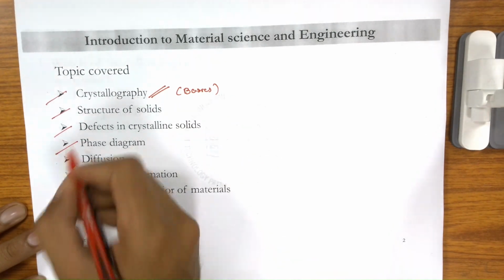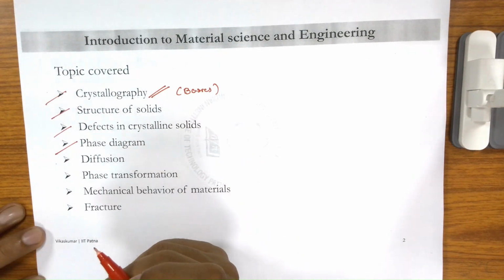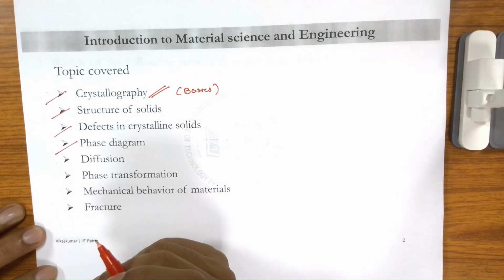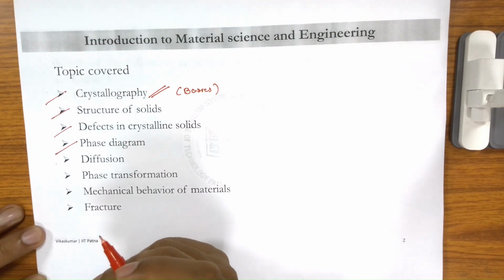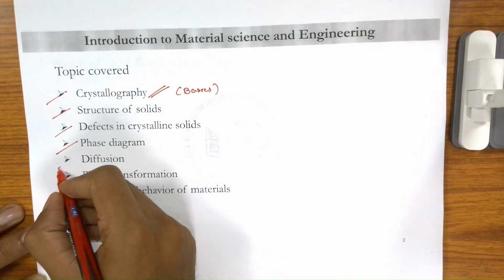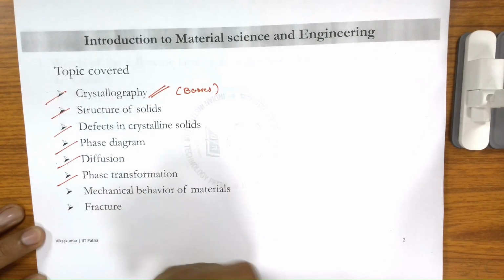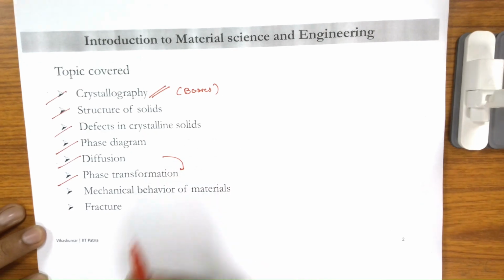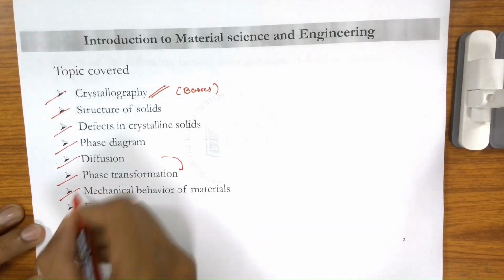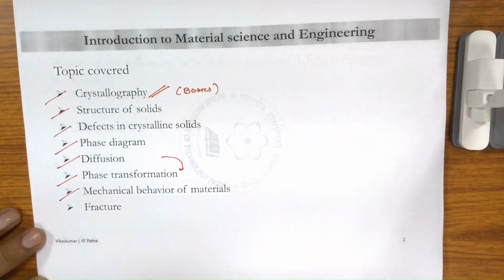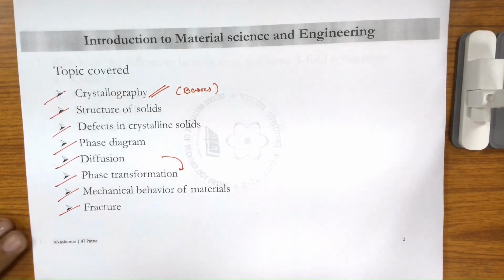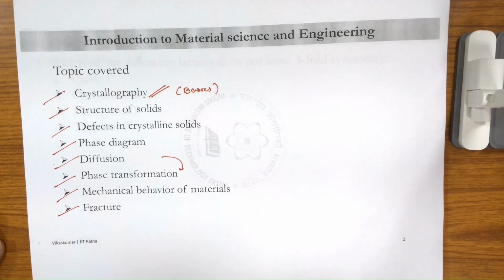Then we went to the phase diagram. We discussed in detail ferrite and cementite, like the iron-carbon diagram. Then we went to the diffusion part, then phase transformation, which is governed by diffusion itself. After that we went to the mechanical behavior of materials, where we discussed the tensile test, creep test, fatigue test, and Griffith criteria. The most important one is the Griffith criteria, which we have studied.